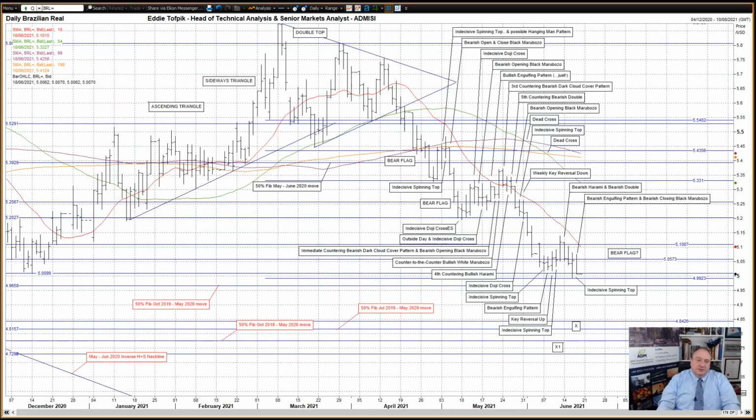US dollar against the Brazilian real. A combined bearish engulfing pattern and bearish closing black Marubozu yesterday. The former was easy enough, as the previous session was an indecisive spinning top, though the latter actually was interesting, as it was the lowest close since June last year.